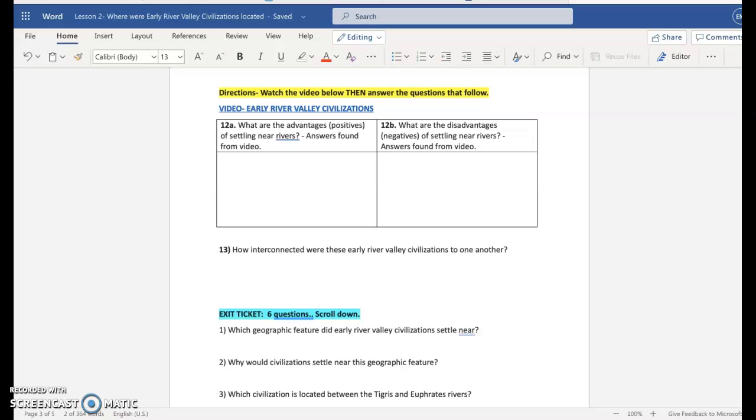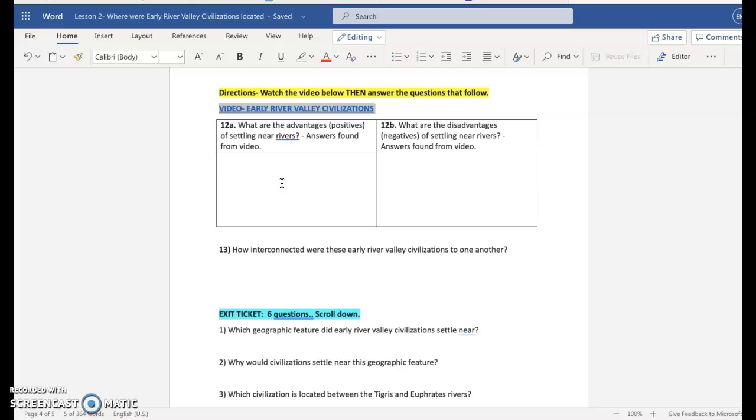Now, the next part of this lesson 2 is directions. Watch the video below, then answer the questions that follow. So you're going to watch this video, and if for some reason this link isn't working, you can copy and paste this link into a new tab on your iPad, like Safari, Google. And then, based on that video, it's going to give you the answers for 12A and 12B.